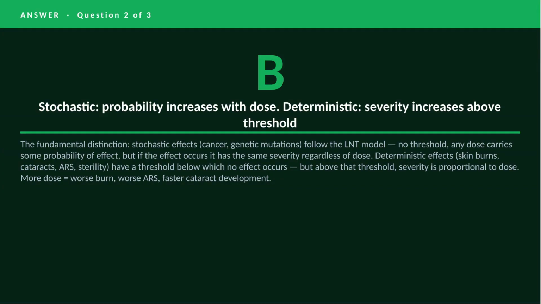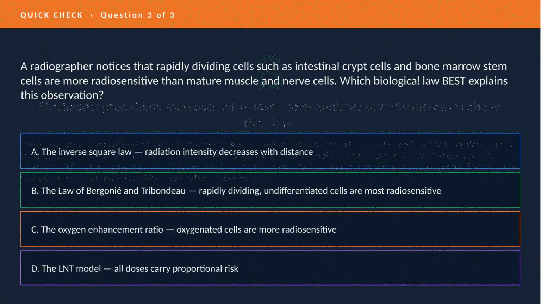The answer is B. Stochastic effects increase in probability with dose. Deterministic effects increase in severity above a threshold. This is the core distinction. Stochastic, no threshold. Any dose carries some probability. Severity is independent of dose. Deterministic, threshold exists, no effect below it. Above threshold, the severity is directly proportional to dose. More dose above the threshold equals worse erythema, worse ARS, faster cataract formation. Know this cold. It is tested every administration.